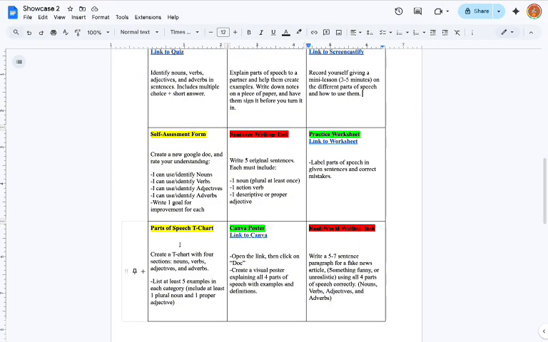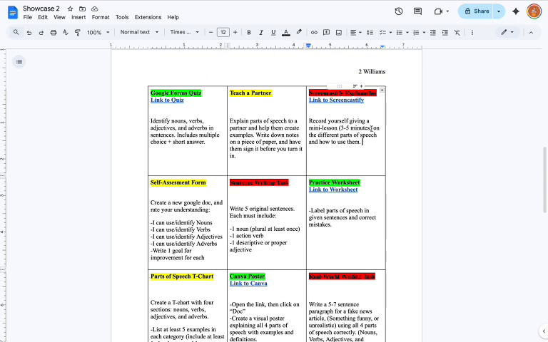And the last one that's medium would be that parts of speech T-chart, where they're creating a T-chart. This one could also be identified as easy, but I'm personally thinking it's more of a medium assignment because they are having to give 5 examples of each category and come up with all of that on their own.